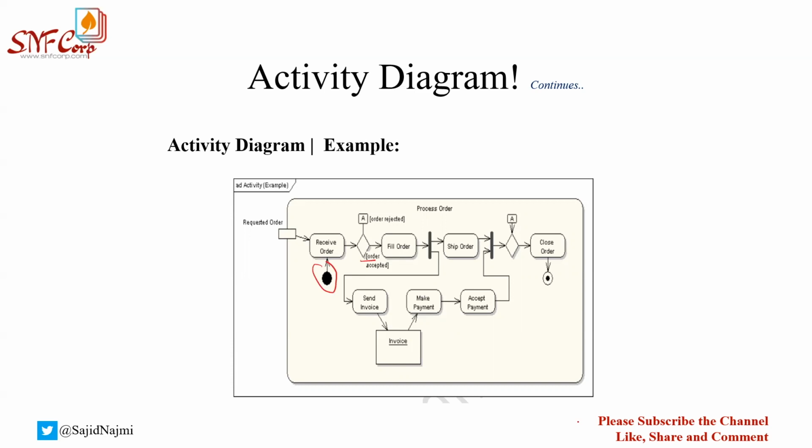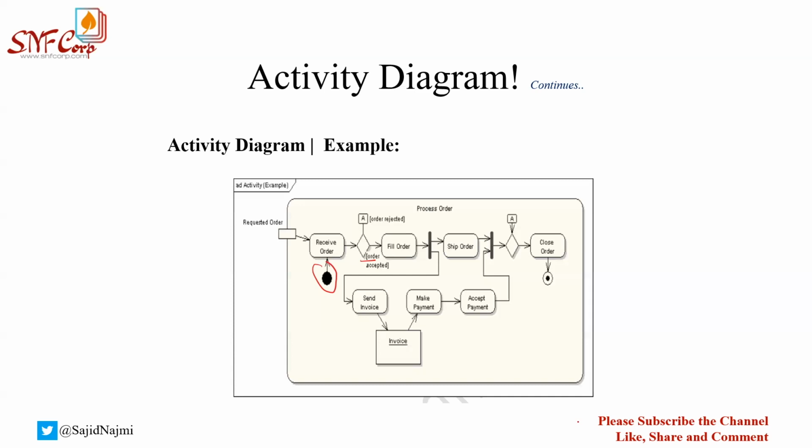Now here is your joint, the fork. From this fork, I'm saying ship the order. Either I'm deciding to directly ship the order, I'm assuming the order was prepaid. Order is received, order is accepted. The one condition says order is accepted. Then the other activity says okay, I'm filling the order. Now here I'm having a fork.